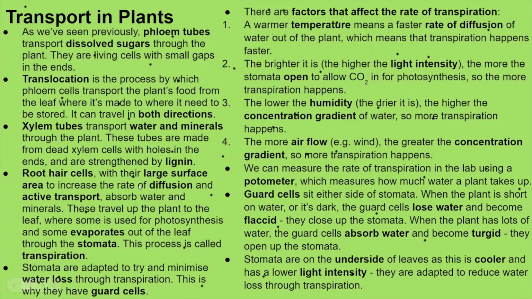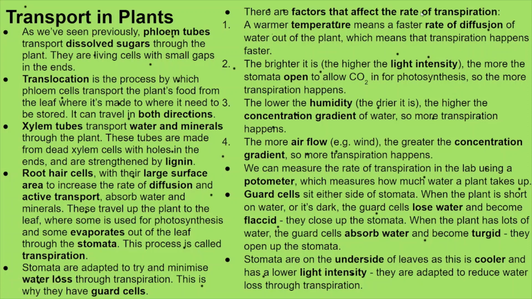their large surface area to increase the rate of diffusion and active transport. These absorb the water and minerals, and they then travel up the xylem tubes through the stem to the leaf for photosynthesis. And also some of the water evaporates out of the leaf through the stomata, and this process is called transpiration. And the structure of xylem tubes, they're made from dead xylem cells. Phloem tubes are made from living phloem cells. Xylem tubes use dead xylem cells with holes in the ends, and we've seen they're strengthened by lignin, this strengthening substance. So we're going to have a look at transpiration in more detail.